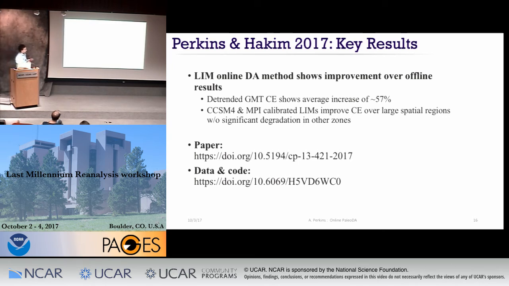And importantly, the climate model calibrated LIMs did well in both the global mean temperature and spatial fields. So the paper goes into much more detail about this. You can find it in Climate of the Past. But we've also published the data and the code that we use to run these reconstructions there.